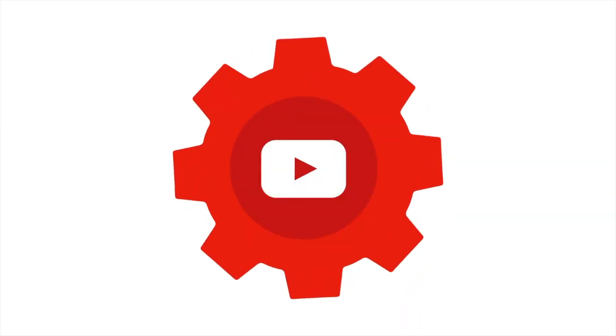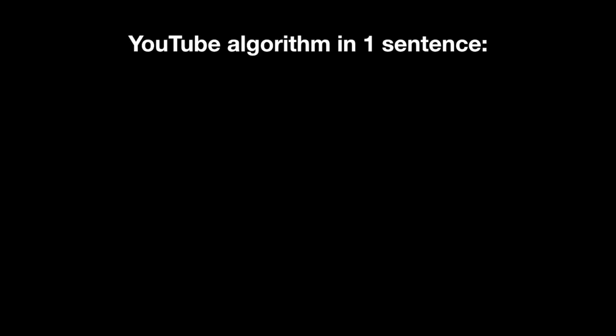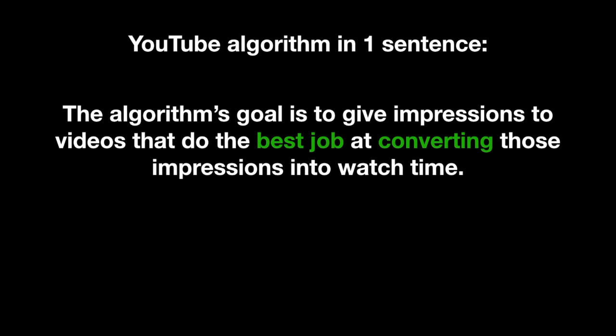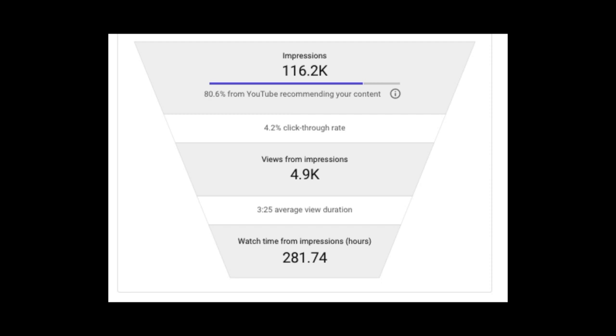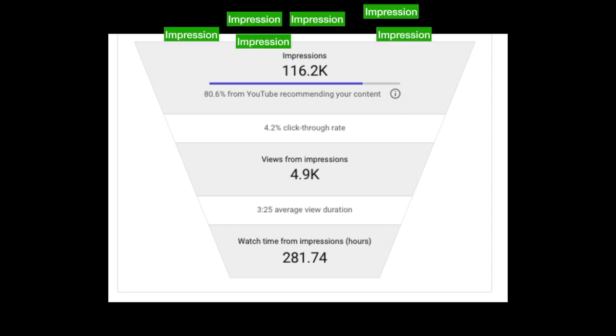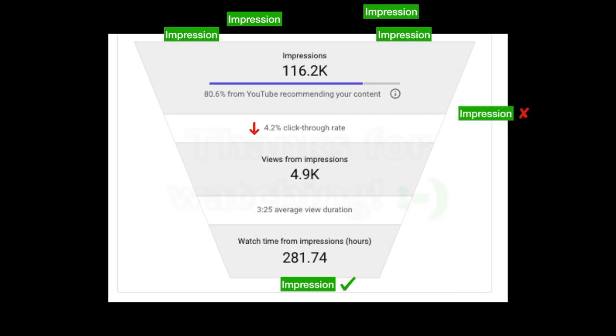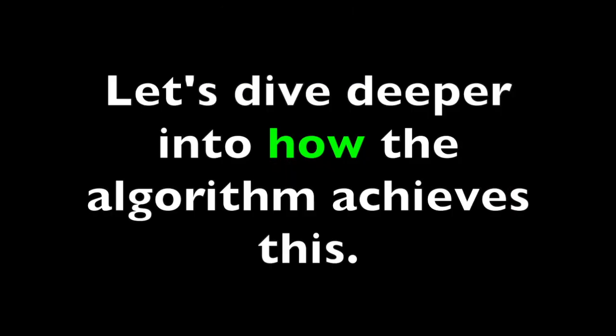If I had to boil down how the YouTube algorithm works in one sentence, it would be that the algorithm's goal is to give impressions to videos that do the best job at converting those impressions into watch time. Simply put, if the algorithm fills this funnel with impressions, will they make it all the way down? If the answer is yes, then the algorithm will promote this video. So if you clicked on this video just to figure out quickly how the algorithm works, then there you go, and you're free to go now. Thanks for watching.